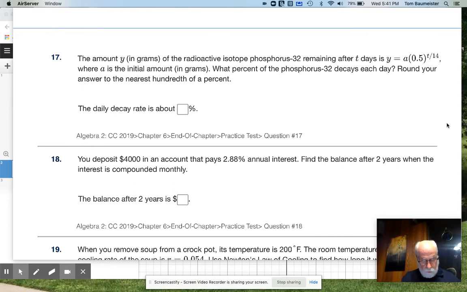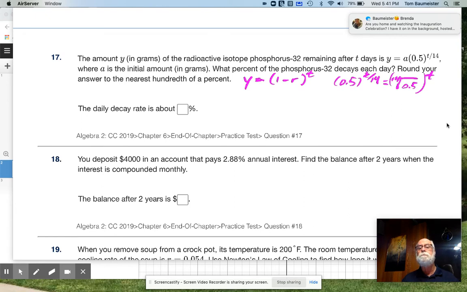So on this one here, we are going to use our formula. Y is equal to 1 minus R raised to the, in this case, T power. All right. So to get that, remember, we can say that 0.5 raised to the T divided by 14th power is the 14th root of 5/10 raised to the T power. All right.